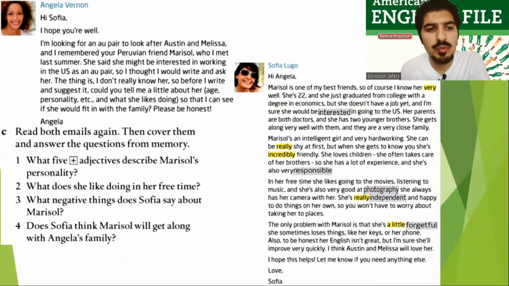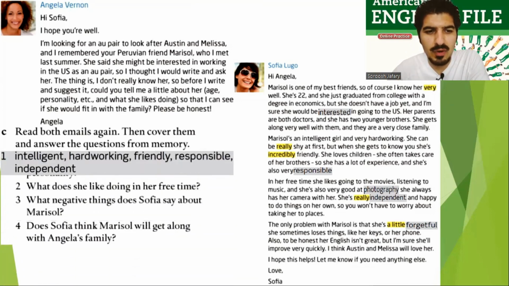Great. Now I need you to read both emails again, then cover them and answer the questions from memory. Again, time for me to wait. Okay, you're back. Now, number one, what five positive adjectives describe Marisol's personality? Of course: intelligent, hardworking, friendly, responsible, independent.